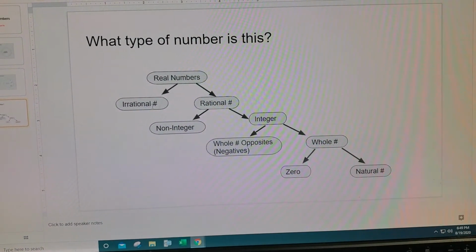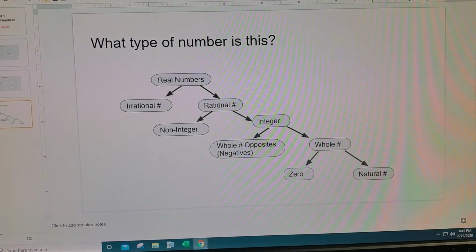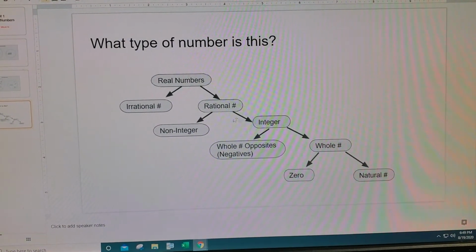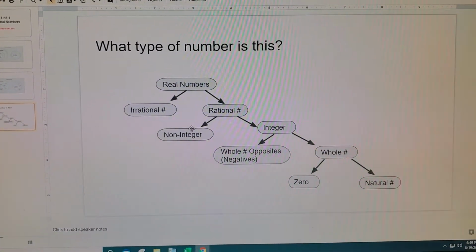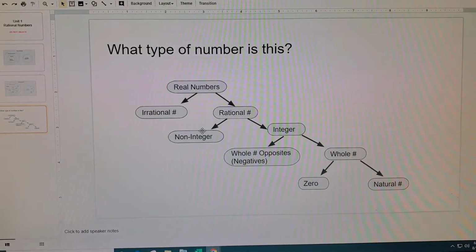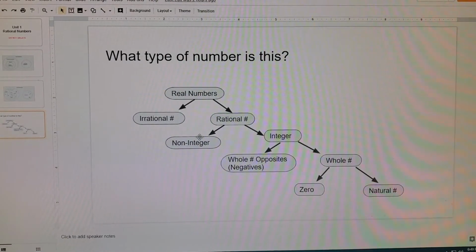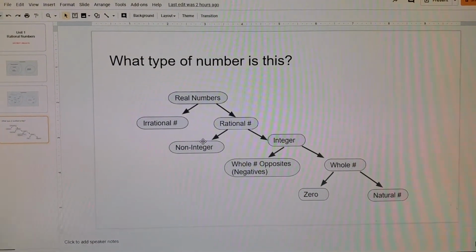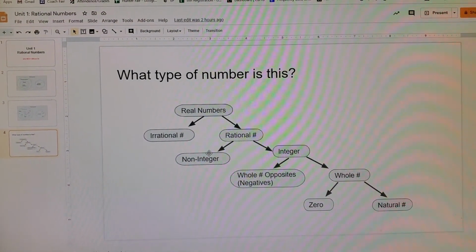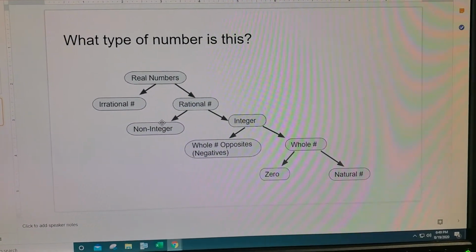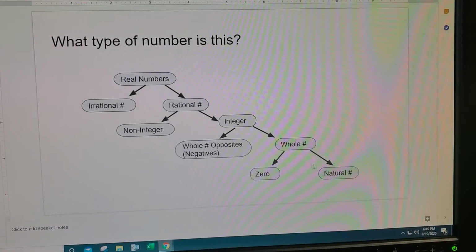You've got to decide if it's rational or irrational. If it's irrational, it stops right there. If it's rational, then you got to decide, is it an integer or a non-integer? Meaning, is it a decimal or a fraction that's a whole number? Or is it something that cannot be made into a whole number? Things like 15 thirds. 15 thirds is actually the whole number 5 because 15 divided by 3 is 5. Okay, so that would all go on down here.